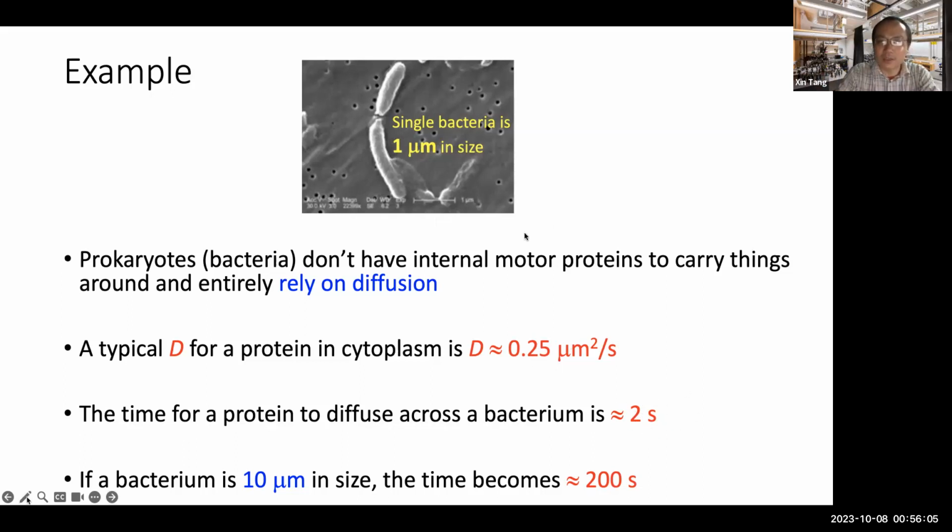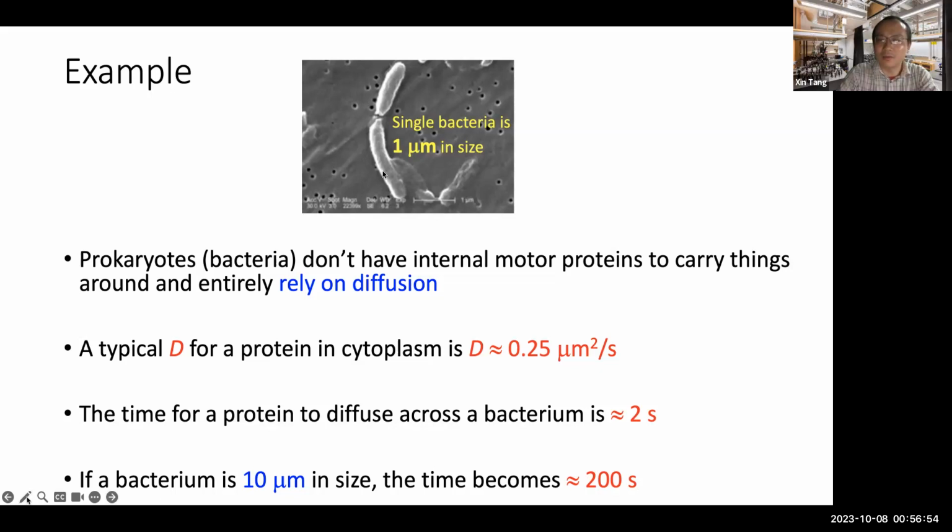It's efficient. But if the cell increases its size 10 times, so this is 1 micron, and if you make it 10 microns, how much time does it need? Then the situation is different. The delta x squared mean is 10 micrometers squared, that's 100 micrometers squared. And then 2D, 0.5, times t. 2D times t is 100, so t is 200 seconds, right? 200 seconds times 0.5 equals 100. So a 10 times change of distance corresponds to a 100 times change of the time. So 200 seconds, more than 3 minutes now. That's a very long time for a protein.